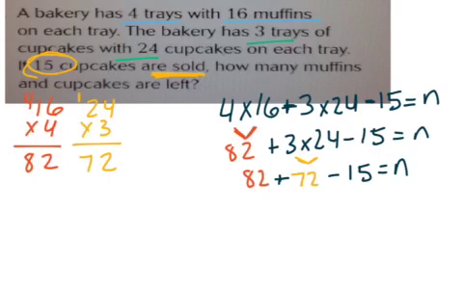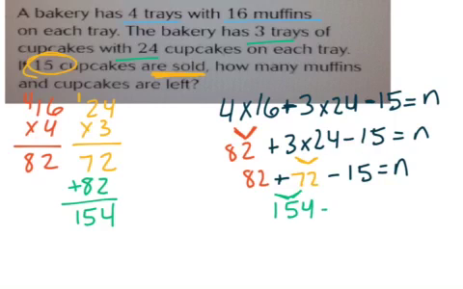Okay, now I'm going to add my 82 and my 72 together. I get 4. 2 plus 2 is 4. 8 plus 7 is 15. I have 154 minus 15 is equal to n. Sorry, I should have done those in black. Now my final step is to do that subtraction. So minus 15, last step.